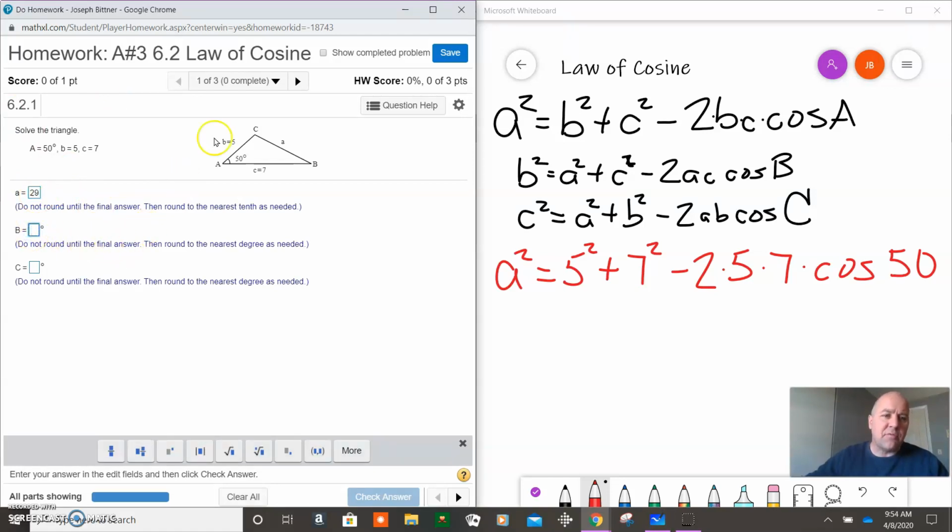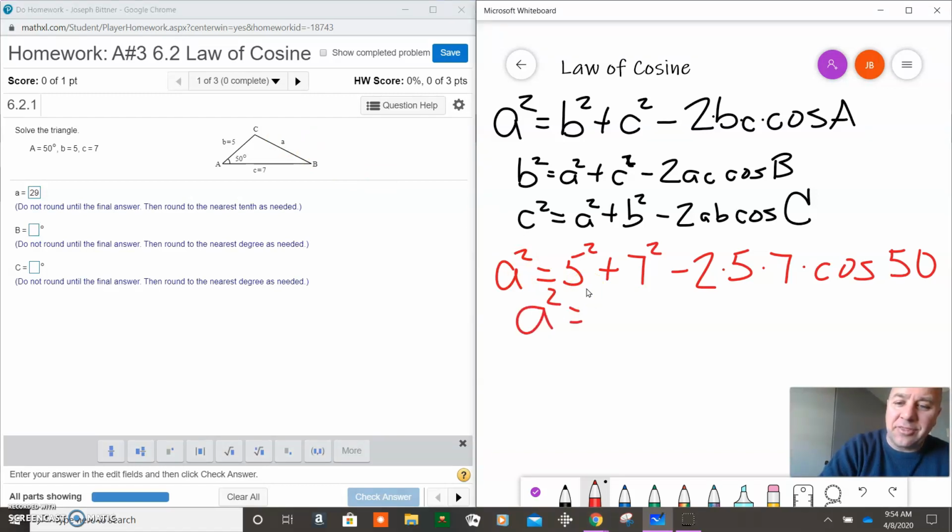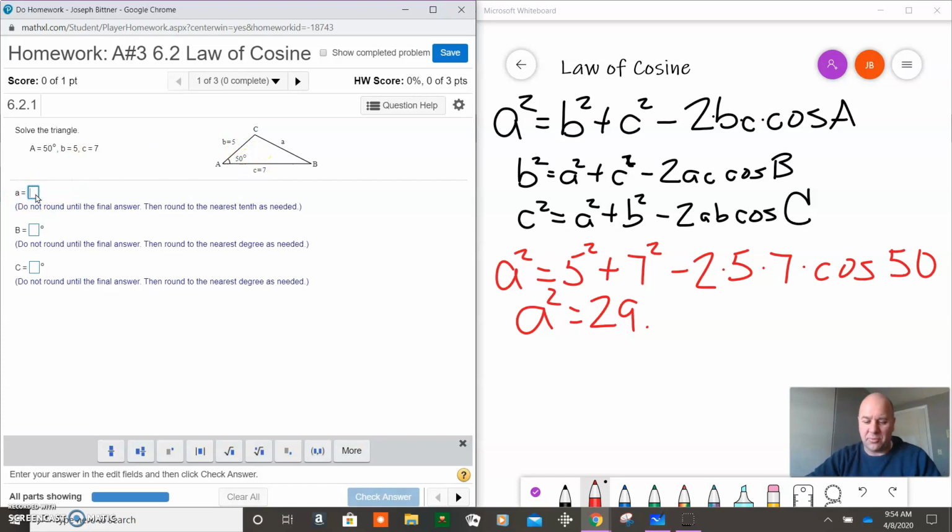But now that we have what little a is, 29. Oh, I'm sorry, that's not 29. There's no way that could be 29, because don't forget, this is a squared, which is 29 point blah blah blah. I have to take the square root of that. Real quick, the reason why I knew 29 was wrong is because that's 5, that's 7. There's no way this can be 29. Not possible. So if I take the square root, I get 5.4, I believe it rounds to, and it does say rounded to the nearest tenth. 5.4 does seem very reasonable with these numbers that I have here.